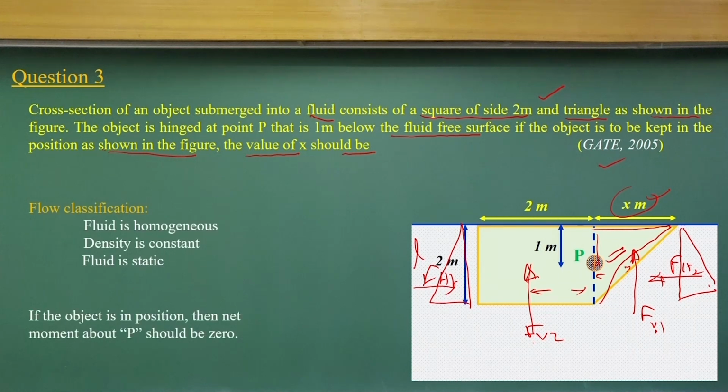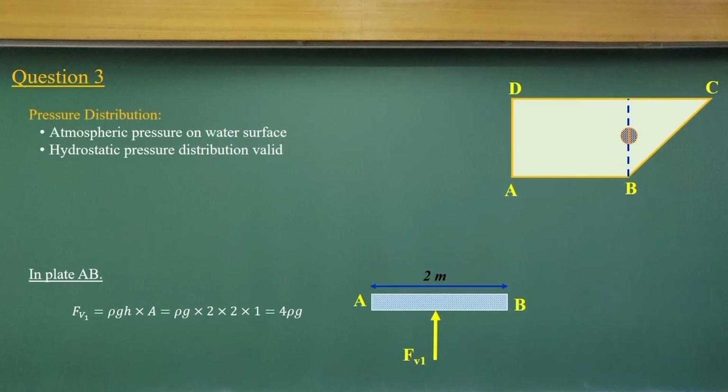Now, as the object is in equilibrium, the net moment about the point P should be 0. That is the concept. Now, let us compute the vertical force in the AB part. It is very simple, the pressure distribution is uniform here, and we know rho g into A will be the force component, so FB1 will be 4 rho g.